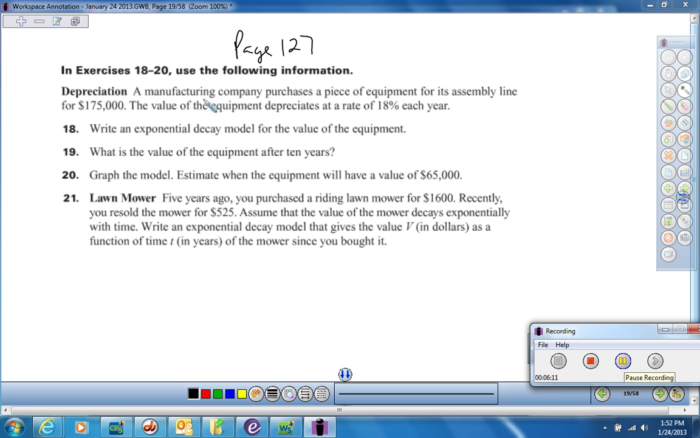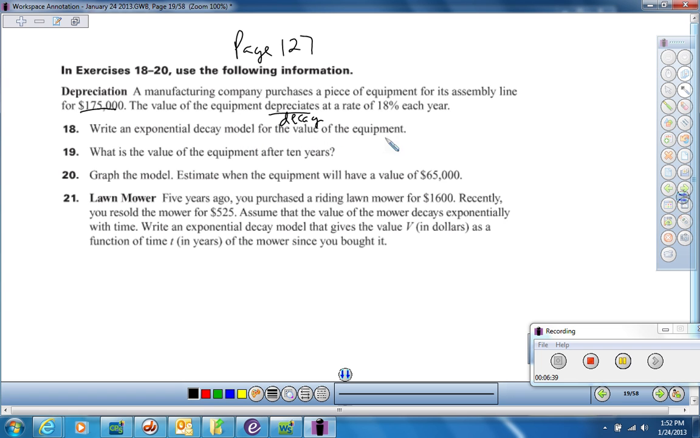A manufacturer of a company purchases a piece of equipment for its assembly line. This is the cost, so that would be what we started out with. The value of the equipment depreciates. Depreciation, it would be a decay. So it's decaying, at a rate of 1.8% each year. It says write an exponential decay model.